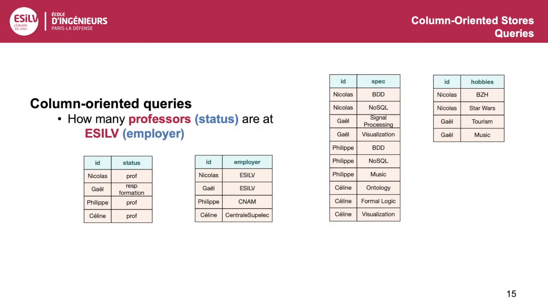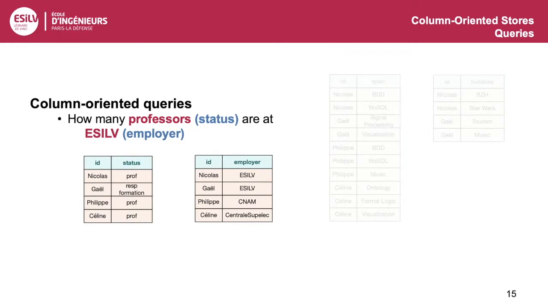In order to make queries over column-oriented databases, you can have this type of query. For instance, how many professors there are at SILF. So you focus on the status and the employer. So you remove unnecessary attributes. You only focus on status and employer, and then you filter out the information that is not required. And over these different columns, you make the intersection between them and you have your answer.